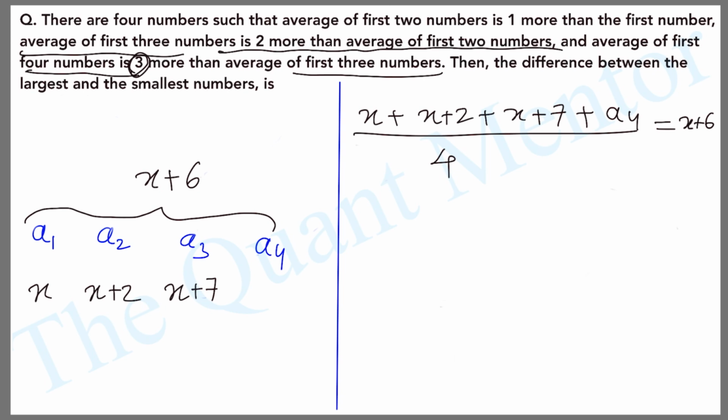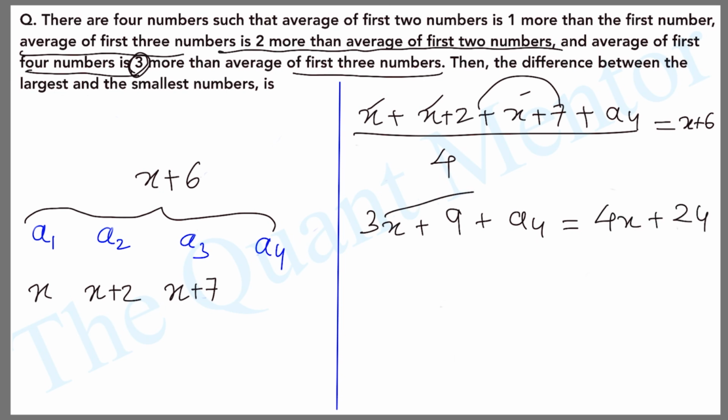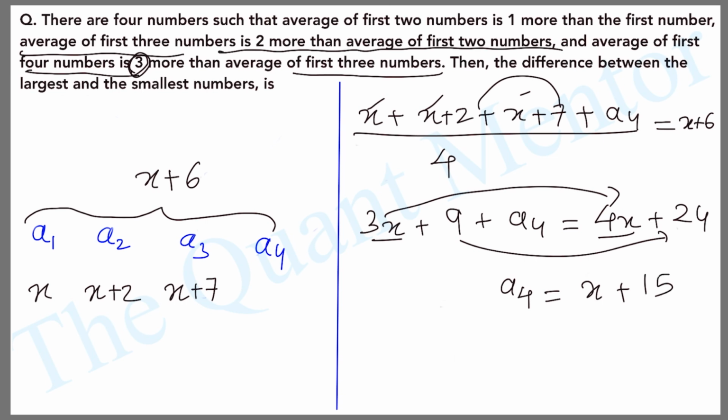Taking 4 on the right hand side, X plus X plus X will now become 3X plus 7 and 2 is 9 plus A4. Four into X is 4X and 4 sixes are 24. Taking 3X and 9 both on the right hand side, I will get A4. A4 is 4X minus 3X, that is X, plus 24 minus 9, that is 15. So A4 will be X plus 15.